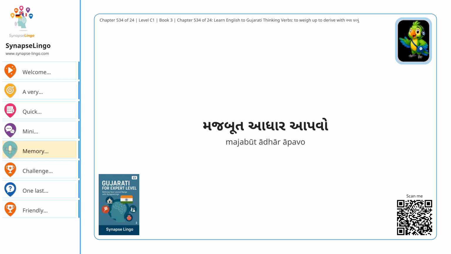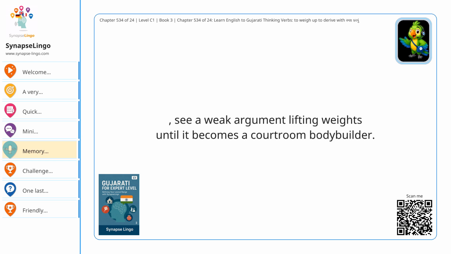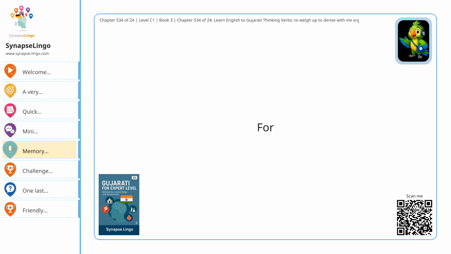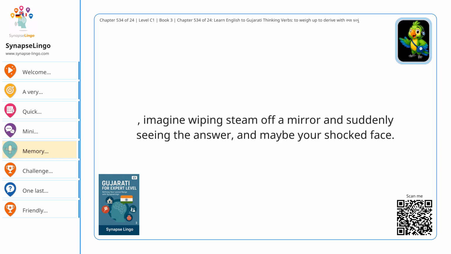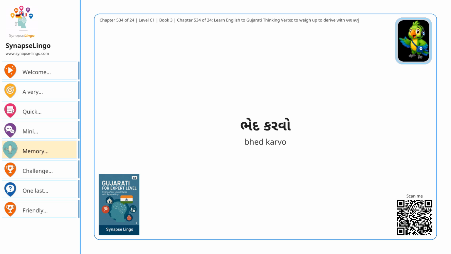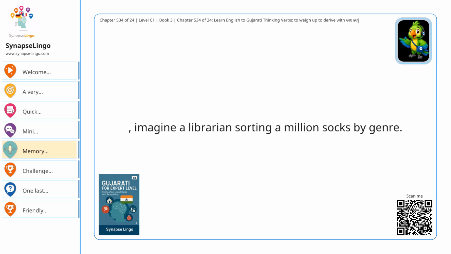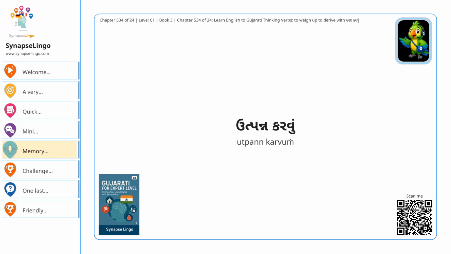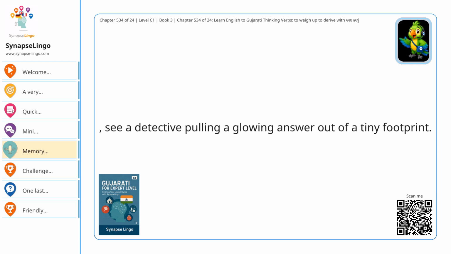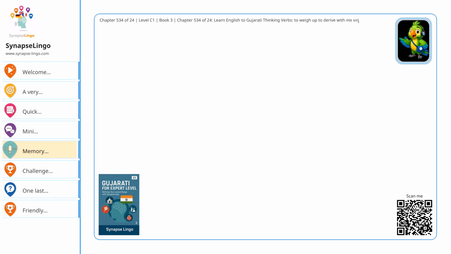મજબૂત આધાર આપવો. See a weak argument lifting weights until it becomes a courtroom bodybuilder. સ્પષ્ટ કરવું. Imagine wiping steam off a mirror and suddenly seeing the answer, and maybe your shocked face. ભેદ કરવો. Picture a robot trying to tell salt from sugar and learning the hard way with tea. વર્ગીકૃત કરવું. Imagine a librarian sorting a million socks by genre. Yes, sock poetry goes on the top shelf. ઉત્પન્ન કરવું. See a detective pulling a glowing answer out of a tiny footprint. If that happens in real life, call science.